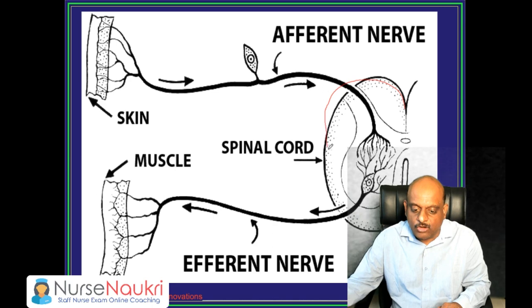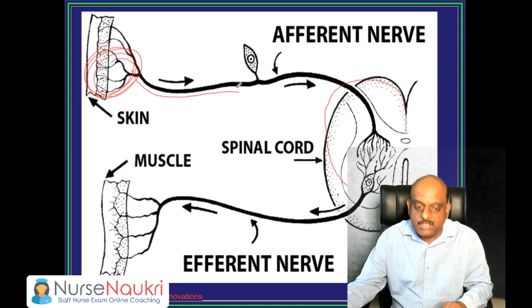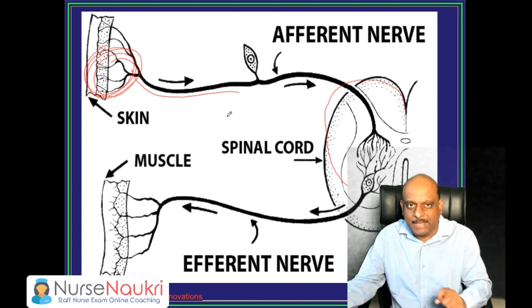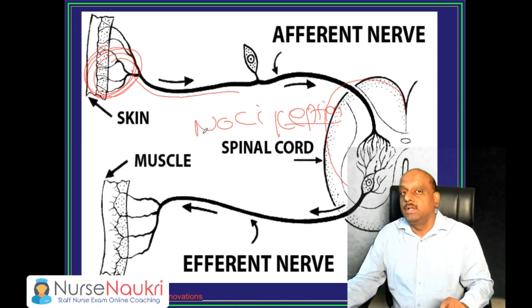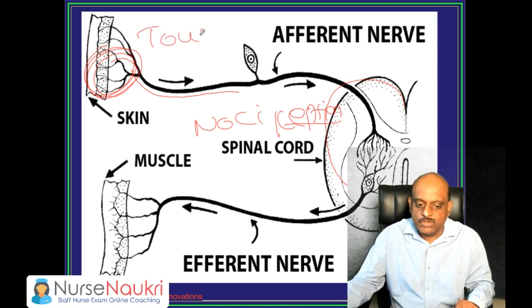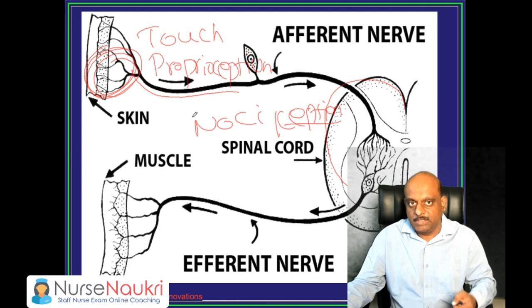So this is the spinal cord. And in the skin, you have the sensory receptors. From here, the sensation, suppose if I pinch you, if I apply a pin and cause pain, pain is called nociception. What is the word used for pain? It's called nociception, right? So if there is any touch, what is the word used for touch sensation? We call it proprioception. So proprioception, nociception, that is pain.